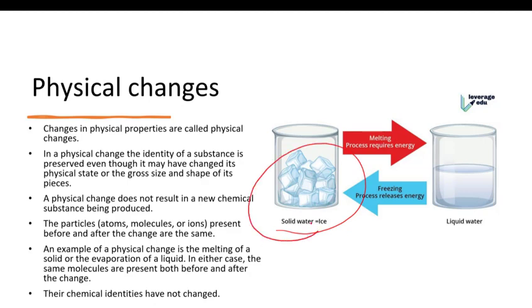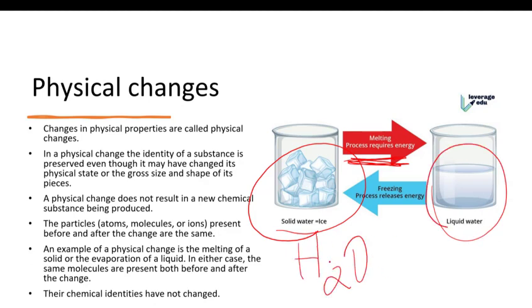For example, here I have solid ice, but it can melt, so it does require energy, but it will then become liquid water. It is still H2O as solid ice, and as liquid water, it's still H2O. And that liquid water can then freeze, it can release energy, and it can become solid ice. A physical change does not result in a new chemical substance being produced. The particles present before and after are the same. Again, just like this example, I still have H2O.